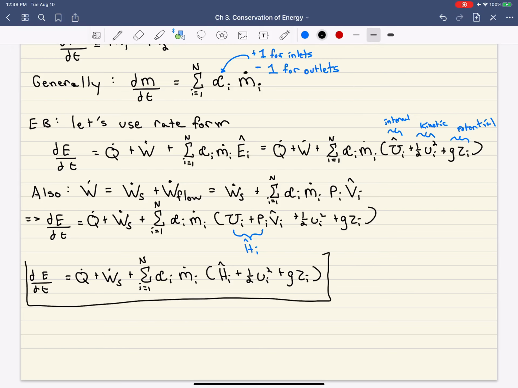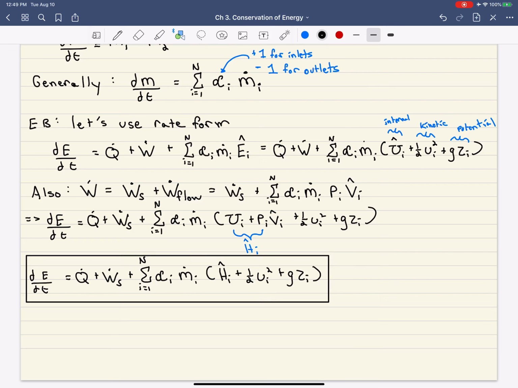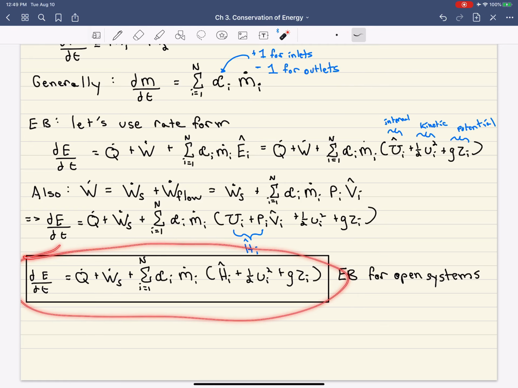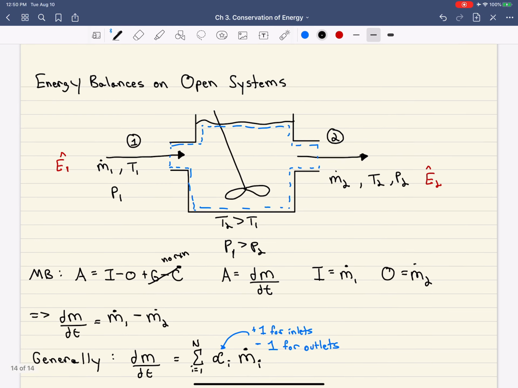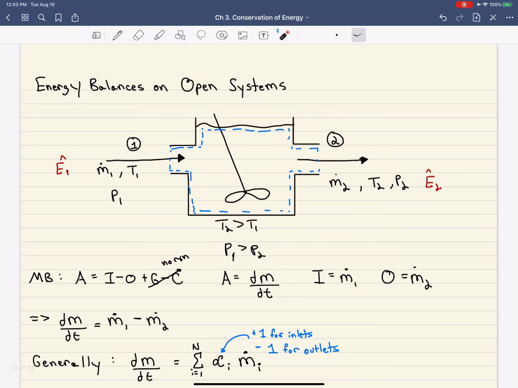Okay, so box this in. What we have here is the energy balance for open systems. And so whenever you're dealing with an open system problem in this course, this is the energy balance that you should start with. Alright, one last thing I'll point out is if we're at steady state, that would mean that our dE/dt is going to be equal to 0. Or otherwise, the energy within the system boundary lines is not changing.